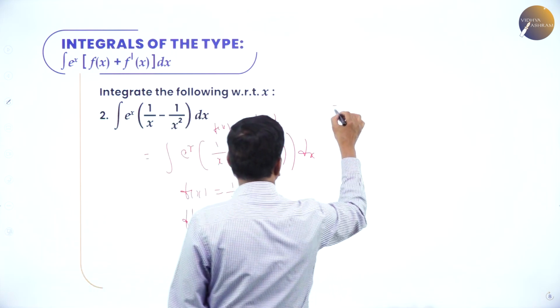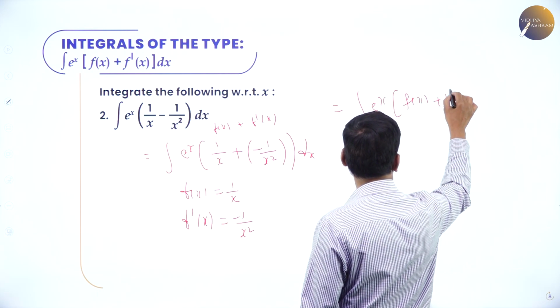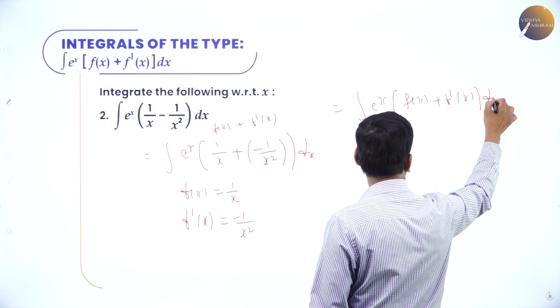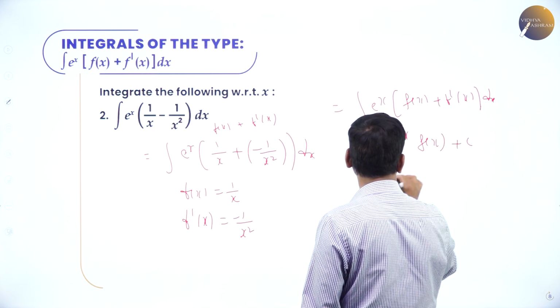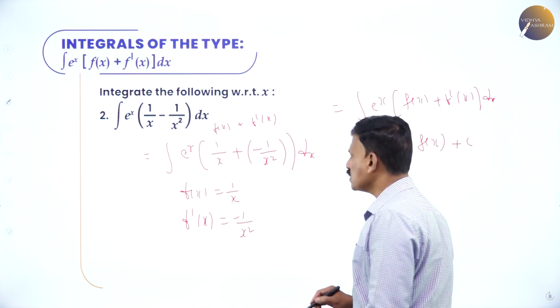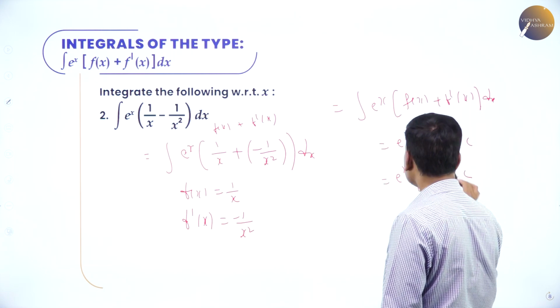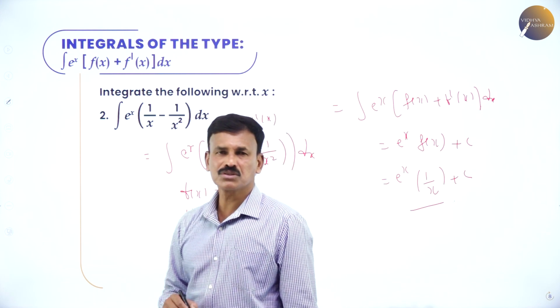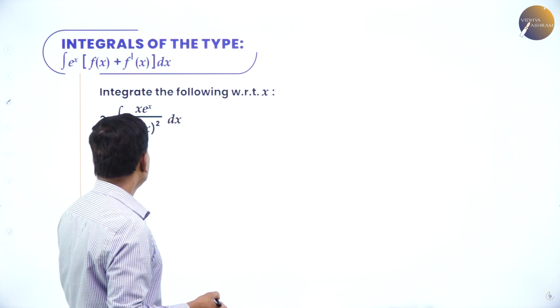Now, what is the formula? Integral e to the power of x into (f of x plus f dash of x) dx is equal to e to the power of x into f of x plus c. e to the power of x into, what is f of x? 1 by x plus c is the integrated answer. e power x into 1 over x plus c. Very simple, right? Now, move on to your next problem.